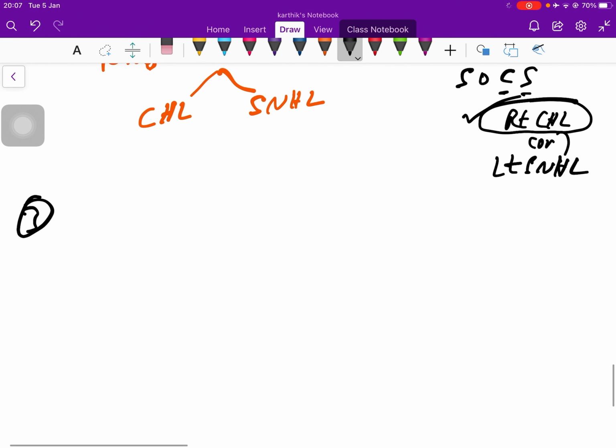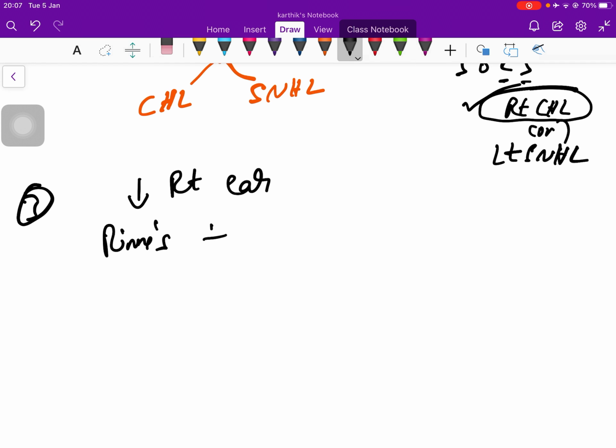Now let's see another example. Patient has decreased hearing on right ear and Rinne's given was positive. So what could be the answer for this? If it is positive, first step you write: Rinne's positive means it can be normal or sensory neural hearing loss.